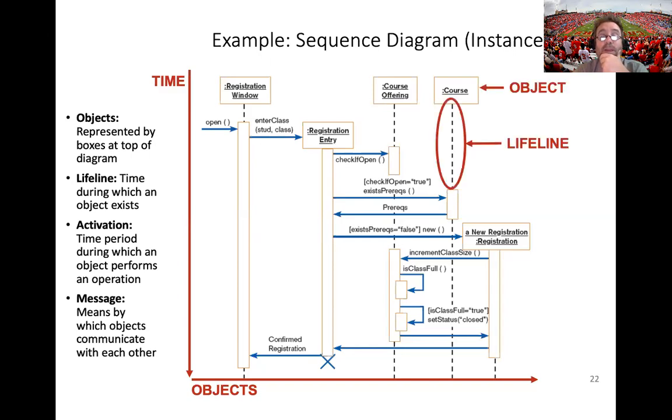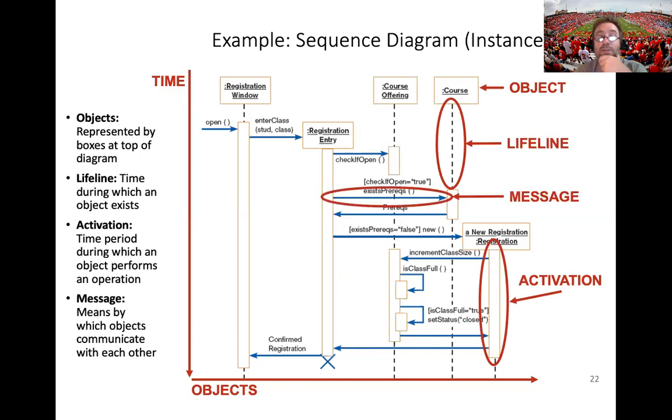The lifeline is the time during which an object exists. An activation is the time period during which an object performs an operation. And then the message is the means by which objects communicate with each other. If you remember back to the class, you'll recall you're given the opportunity to go away and work on some of these sequence diagrams yourself to get a really good understanding of them.